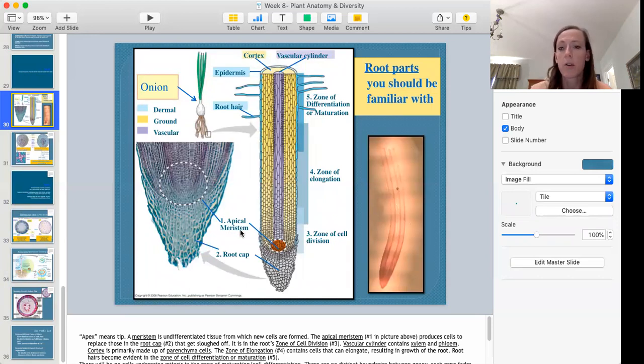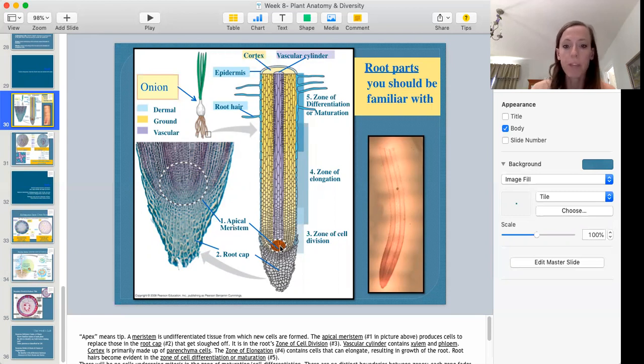Meristems are located in various places in the plant. The apical meristem is at the tip of the root here. Okay, so there are other meristems; apex just means tip. In this case, we're talking about the tip of the root. Meristem is forming new tissue.